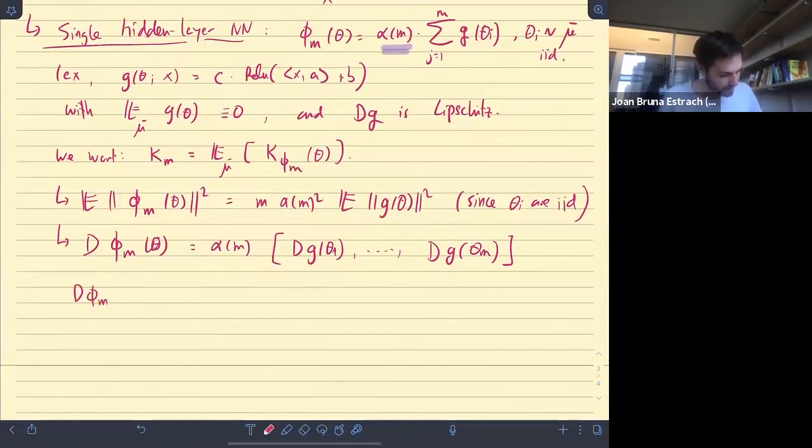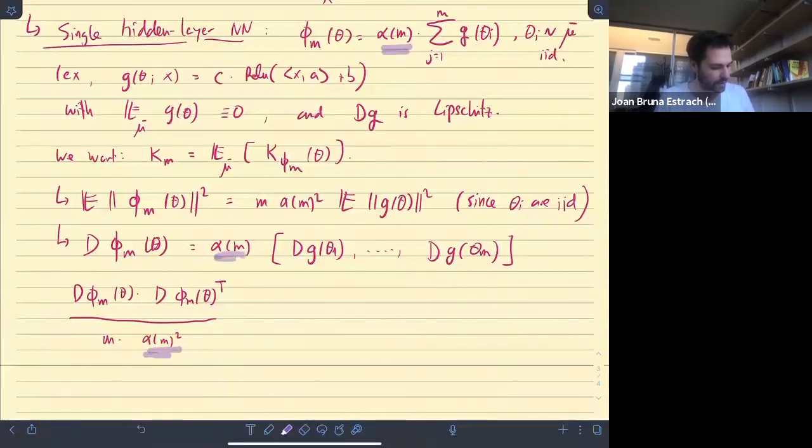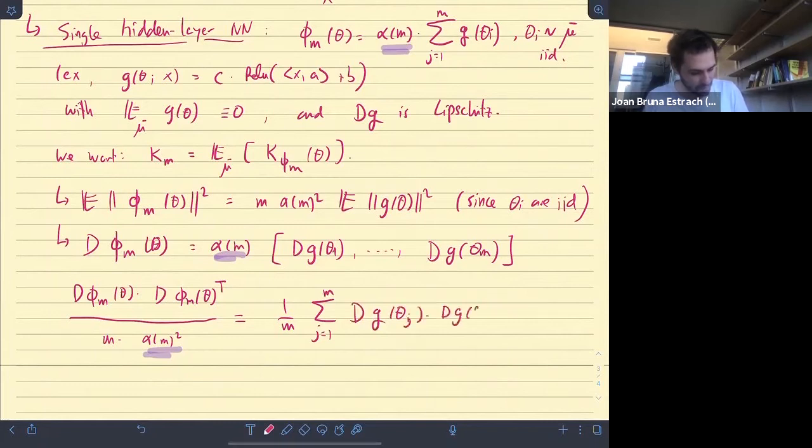Let's consider d phi m of theta times d phi m of theta transpose, because we wanted to compute the squared norm. The squared operator norm is the norm of the outer product. To make things a little more apparent, let me normalize by m times alpha m squared. This alpha m squared in the denominator is going to cancel the alpha m terms, because I have it twice. So what I get is just 1 over m. And because these matrices are very thin, I basically just have the sum from j equals 1 to m of the respective outer products, d g of theta j times d g of theta j transpose.